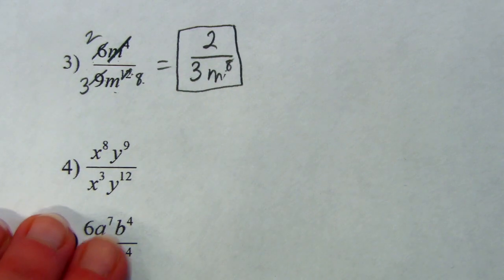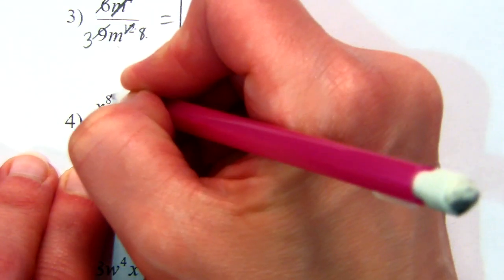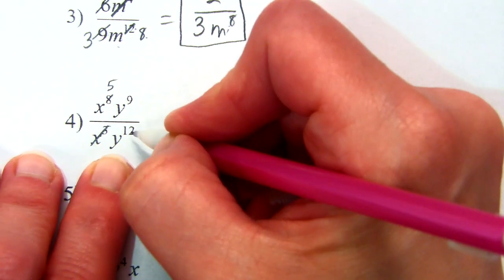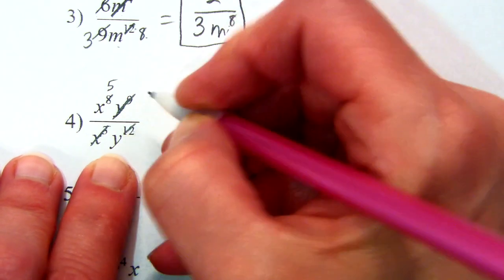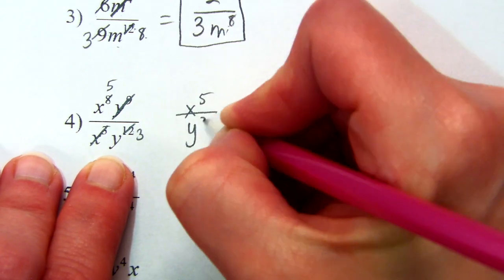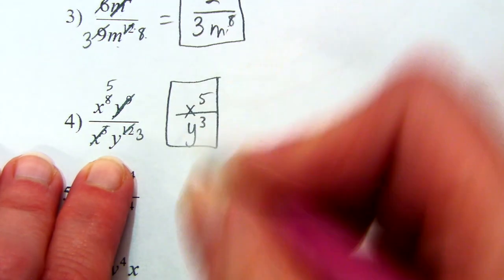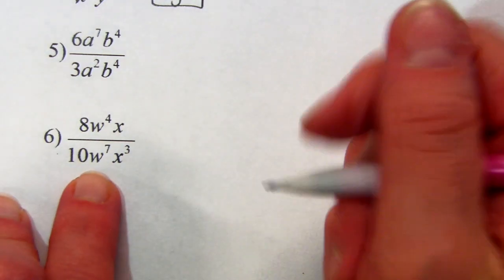And then if we go to number 4, this x to the third is going to cancel 3 of these, makes that 5. And then 12 minus 9 is 3, so those 9 are going to cancel 9 of those. I'm going to get x to the fifth on the top, y to the third on the bottom. And this works because if you write them out and expand them, you are canceling. Okay, and then we'll skip to number 6.